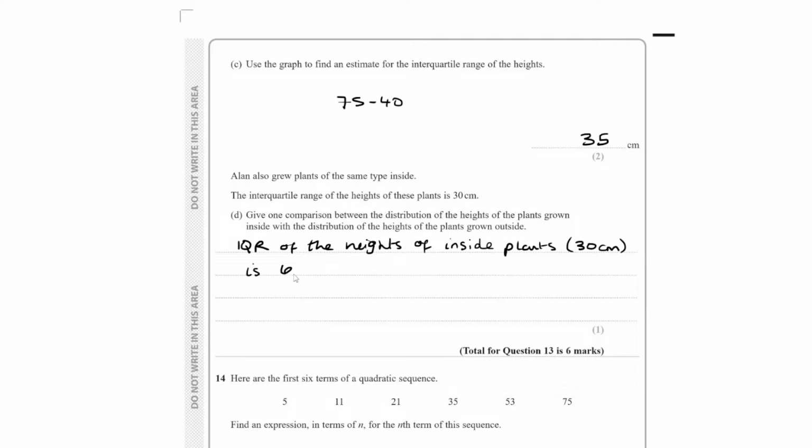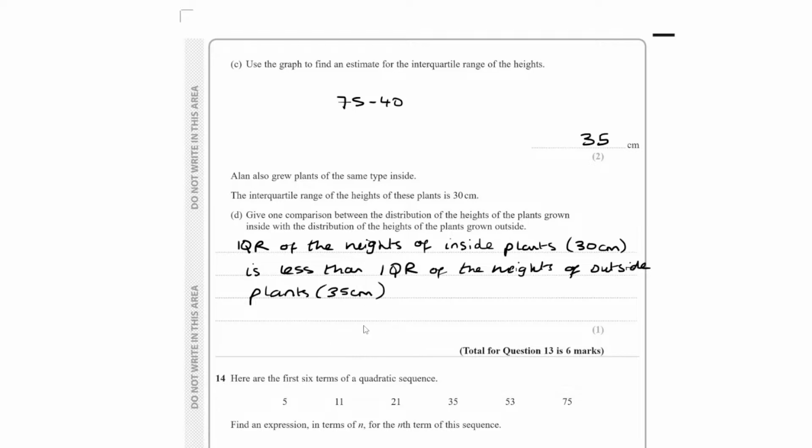of that, is less than. Then do the same with the other one: interquartile range of the heights, oh, if I could spell height, that would be great, of outside plants. Then in brackets, that one's 35, isn't it? Make sure you obviously get the numbers correct.